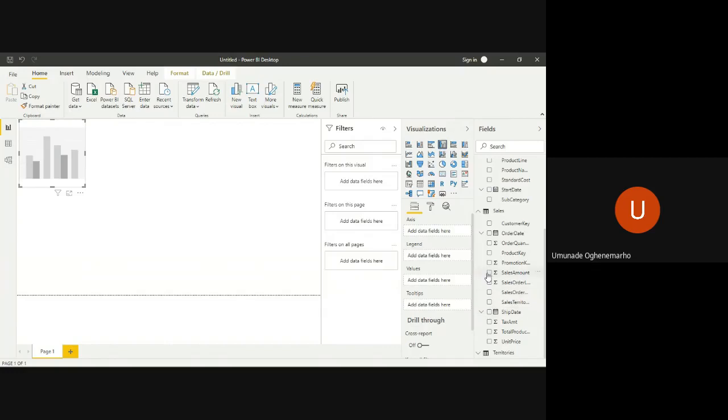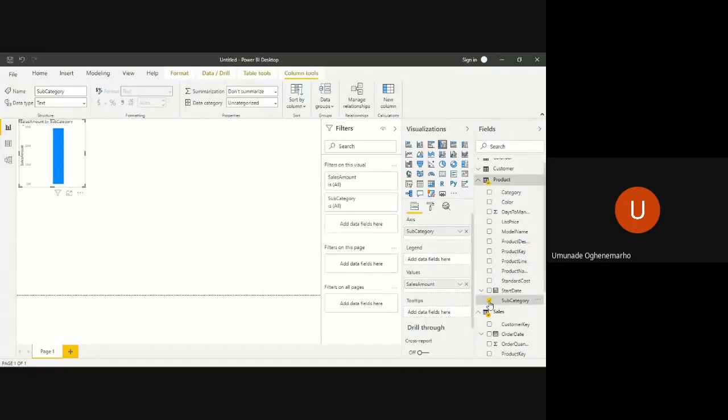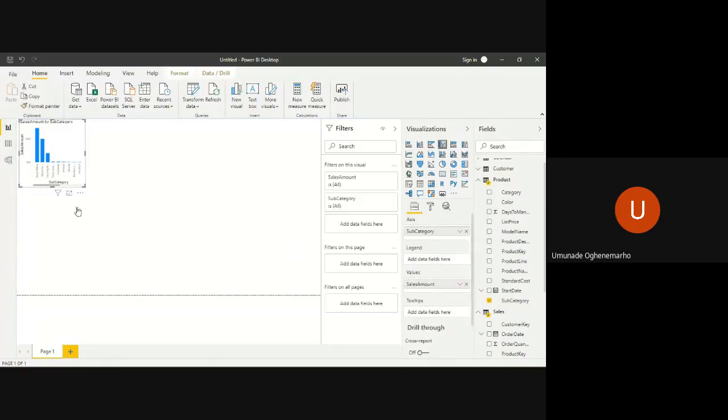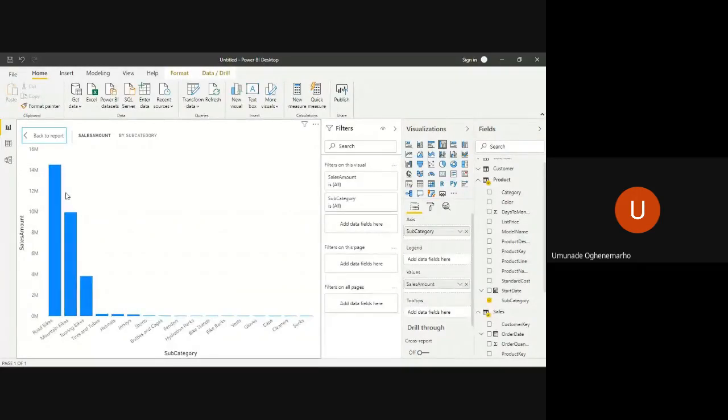So let's get the sales amount. And we want to look at the sales amount by, let's say, subcategory. So now there are a whole lot of subcategories. Now, this is already sorted in either ascending or descending order.